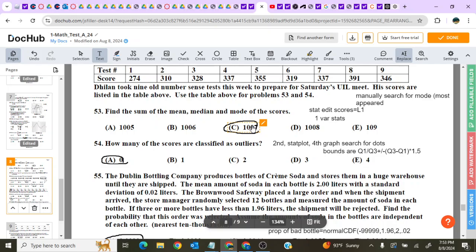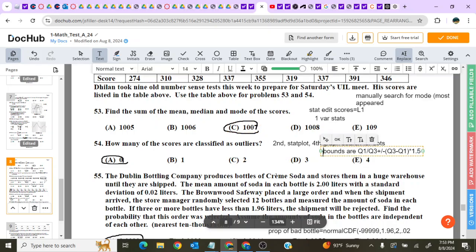And how many scores are outliers? Well, you can either calculate this manually. Let's imagine you want the lower outliers, stuff too low to be considered not an outlier.